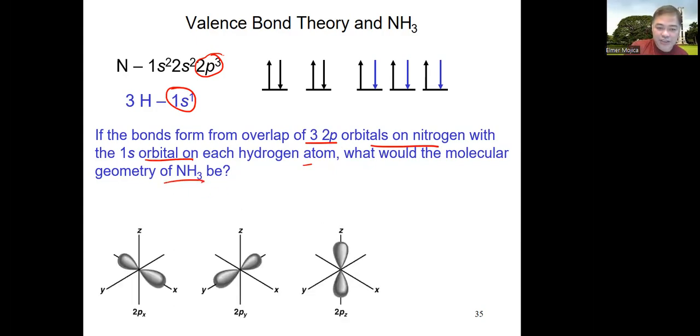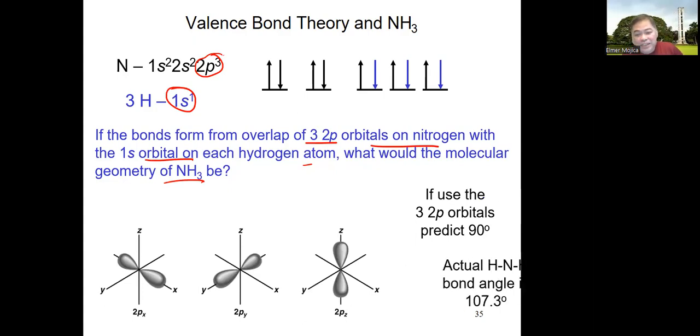These are the three 2p orbitals. So what happened? You mix them. So you predict what? 90 degree angle.